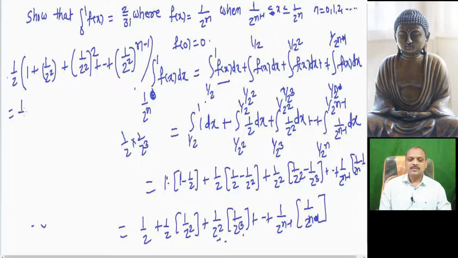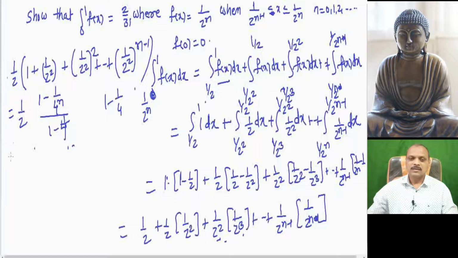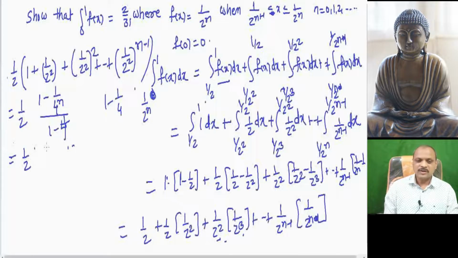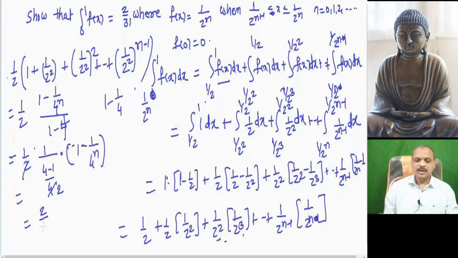So this is equal to 1 divided by 2 into 1 divided by 4 minus 1 divided by 4 into 1 minus 4, 1 divided by 4 raised to n. Then this 2 and this 4, we get 2, and this will be 2 divided by 4 minus 1, 3 into 1 minus 1 divided by 4 raised to n.